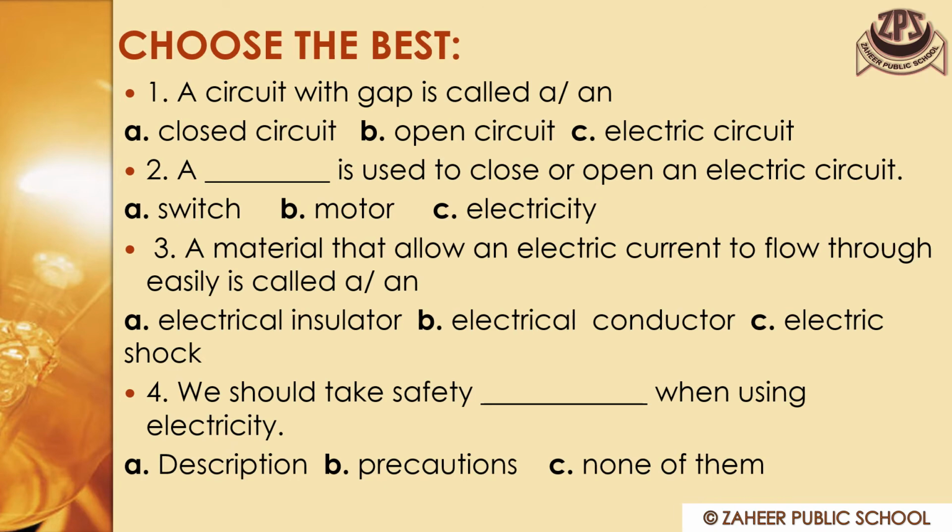Third one: the material that allows an electric current to flow through easily is called a dash. Options are electrical insulators, electrical conductor or electrical shock. Fourth one: we should take safety dash when using electricity. Options are description, precautions or none of them.